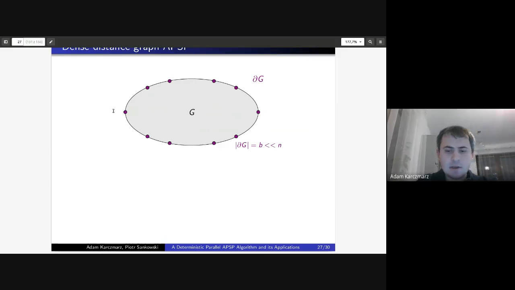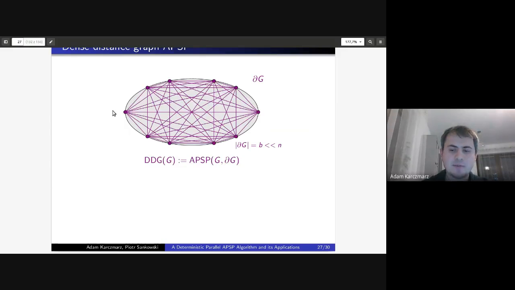So all of these applications are obtained as follows. A very common abstract building block in planar graph algorithms is like this. Suppose we are given a plane graph G with a distinguished set of B boundary vertices, all lying on a single face of G. Think of B as much smaller than n. We need to compute all pairs shortest paths between these boundary vertices.